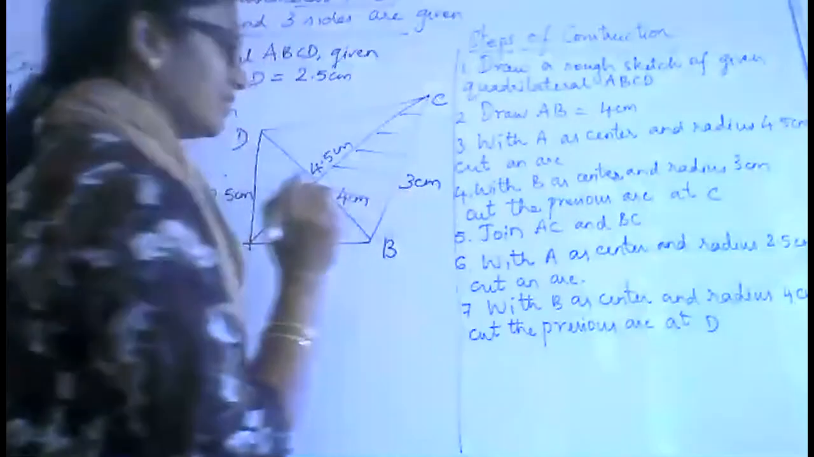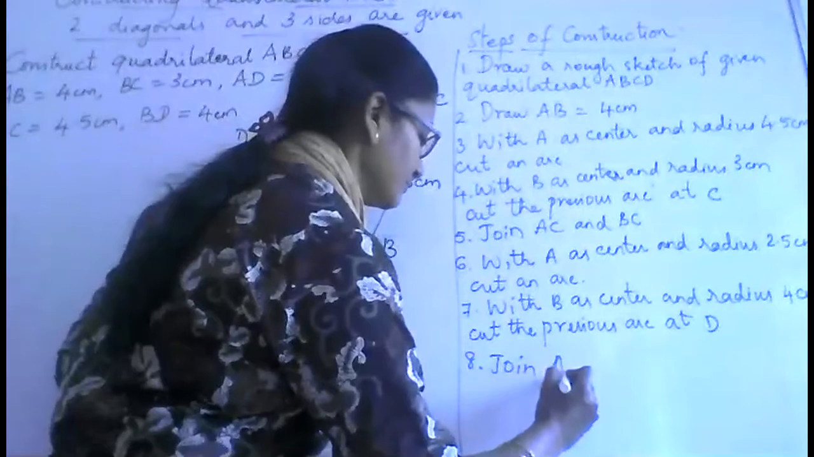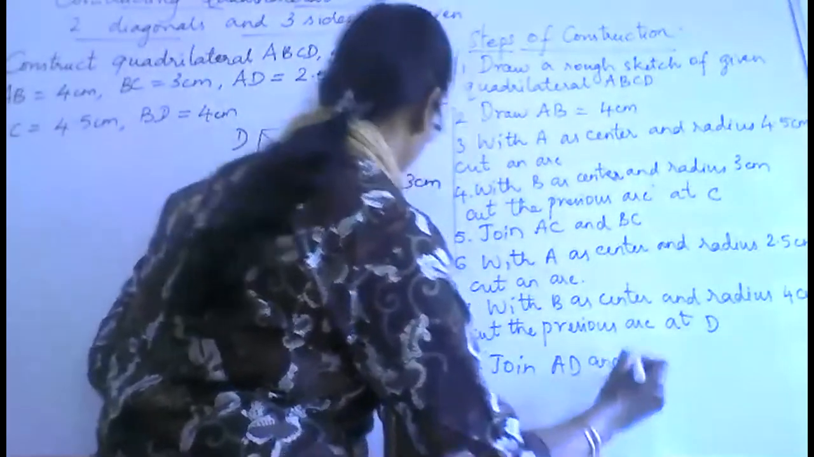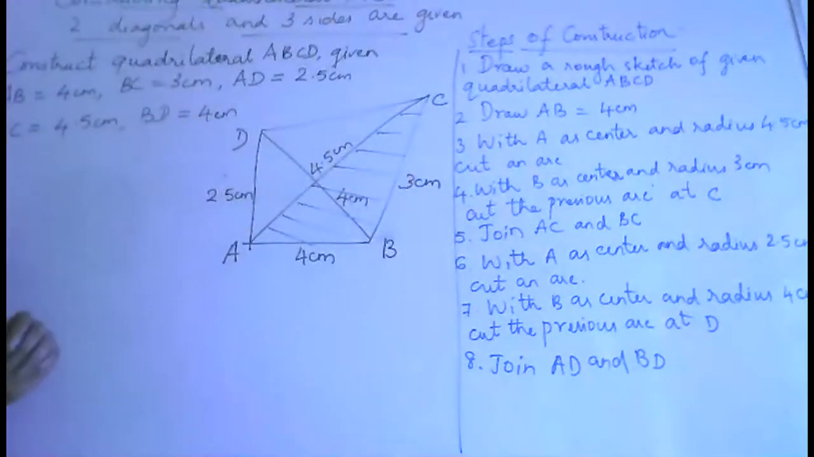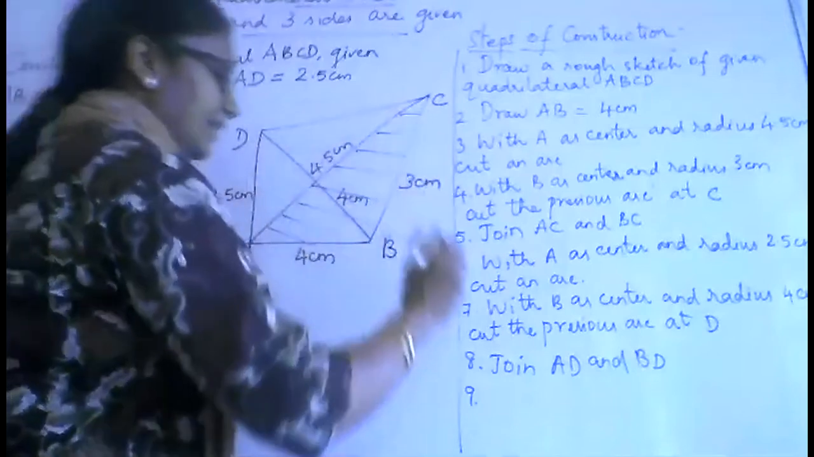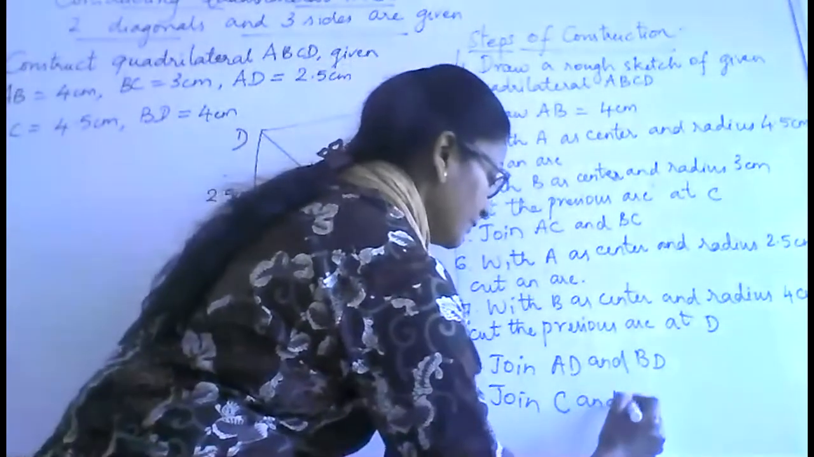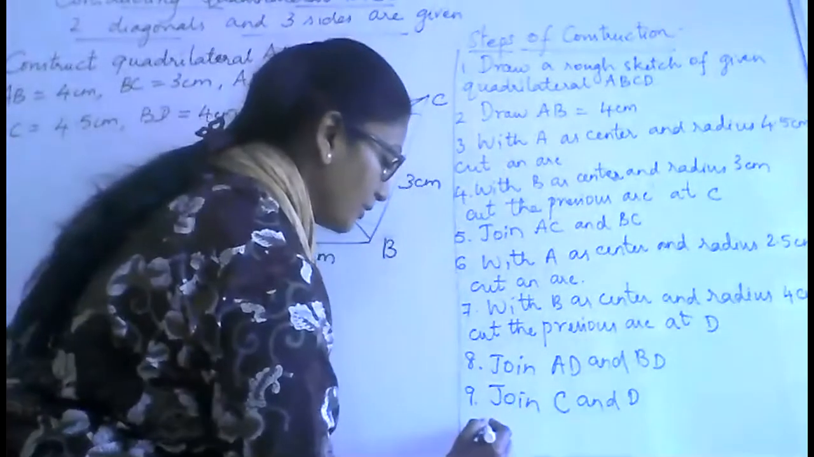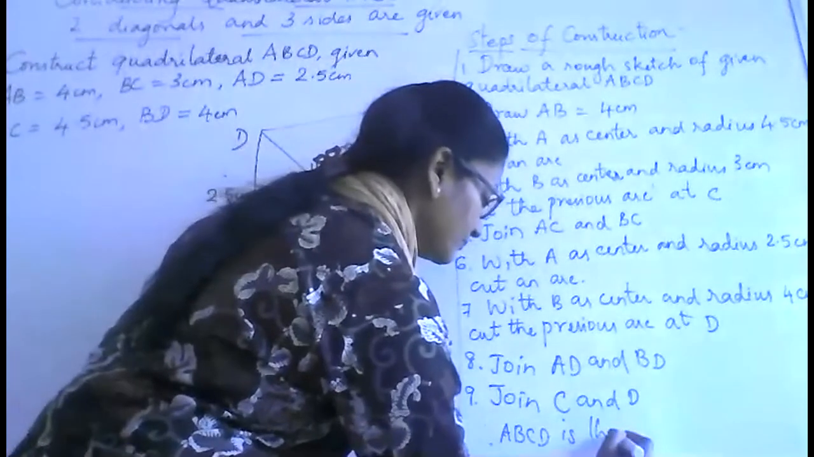at D. So once you get the D, what you have to do? Join AD and BD. Alright. So your D is also ready. So finally, to complete the quadrilateral, you have to join C and D. Then when you join C and D, what you get? Therefore, ABCD is the required quadrilateral.